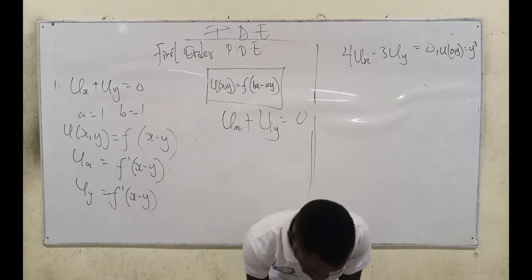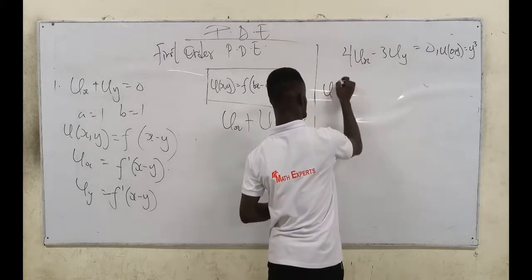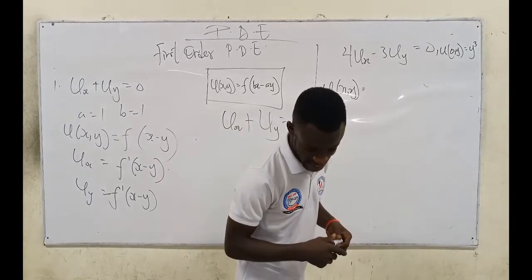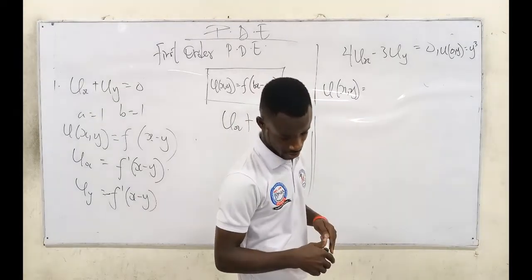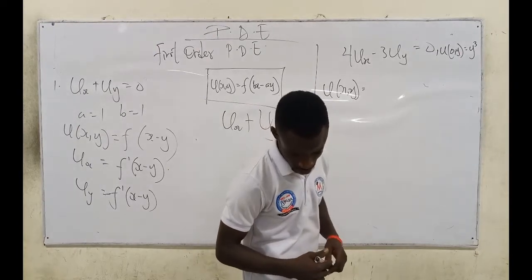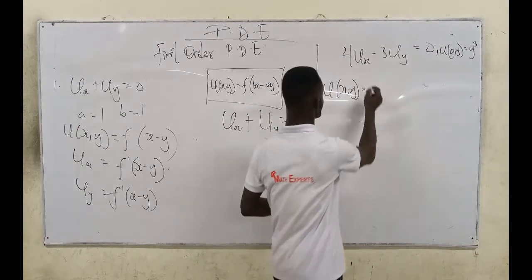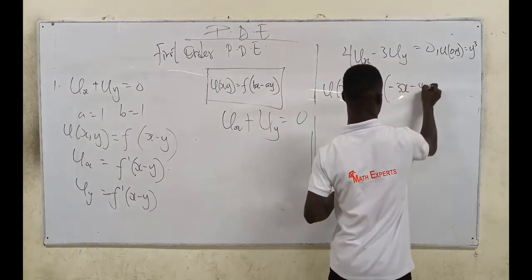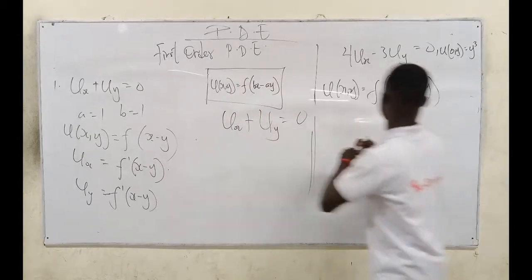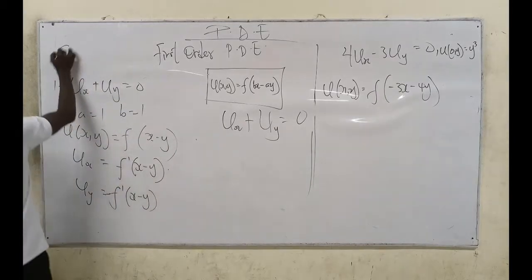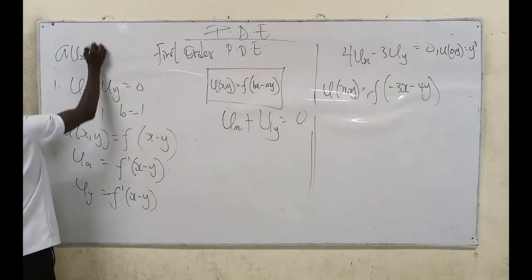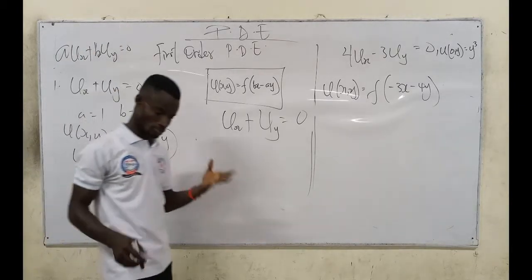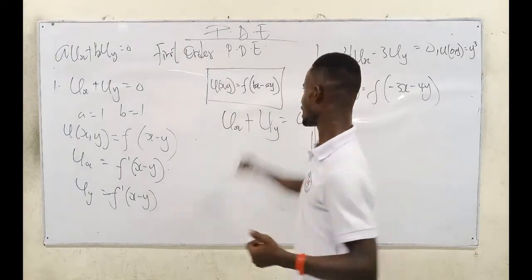So what's going to be the answer? 4x plus 3y. Check well. Negative 3x minus 4y. Please, the thing you are comparing to is 4 and 3. This is what we are comparing to. So in general, there is a class of solutions.